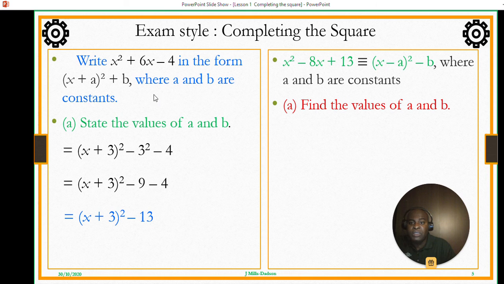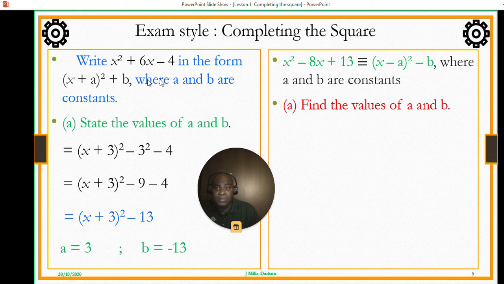So to work out the values, you can see straight away that A equals 3. But B equals negative 13. B is negative 13. So that's our values for A and B. Let's look at the second one. These two questions are the same. They mean the same. That means rewrite this in the form of that, the same as this question.